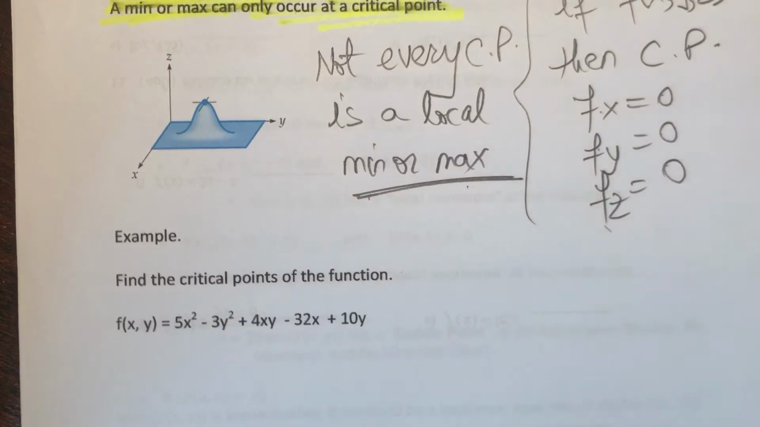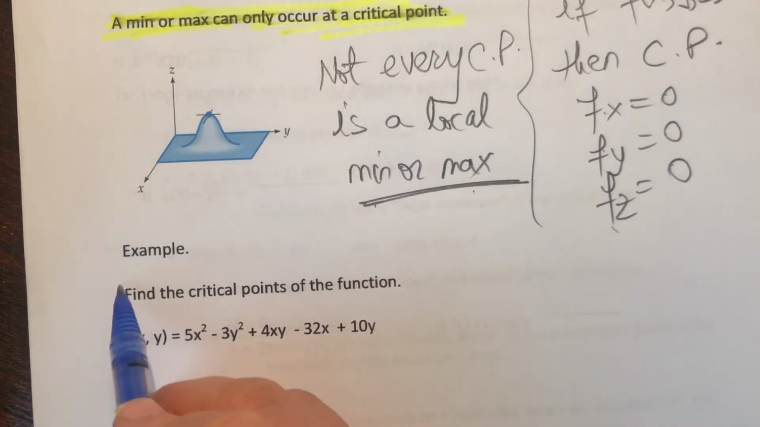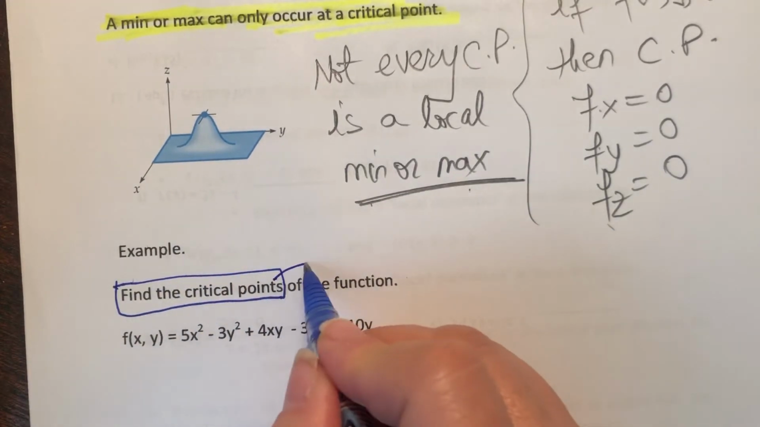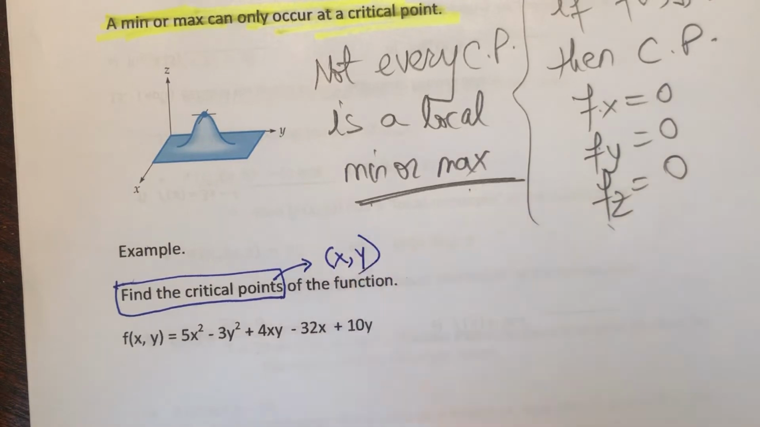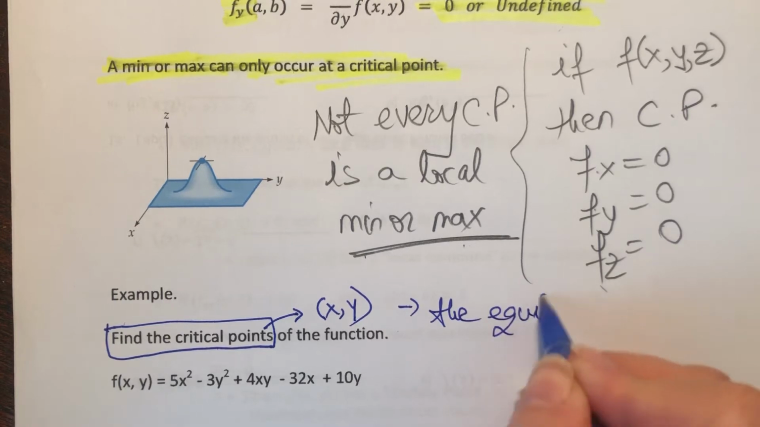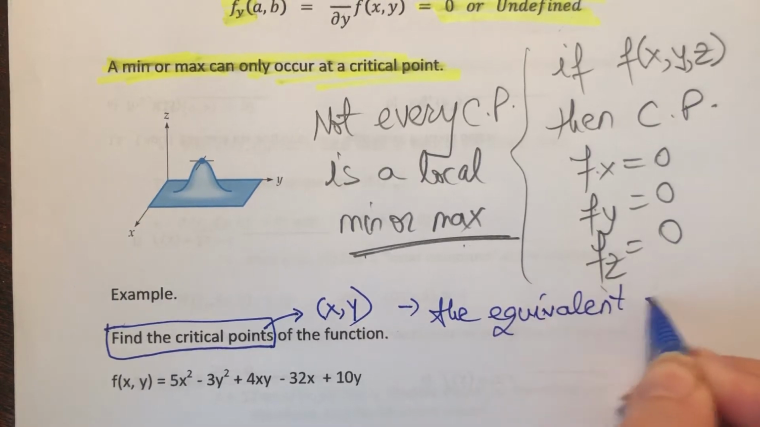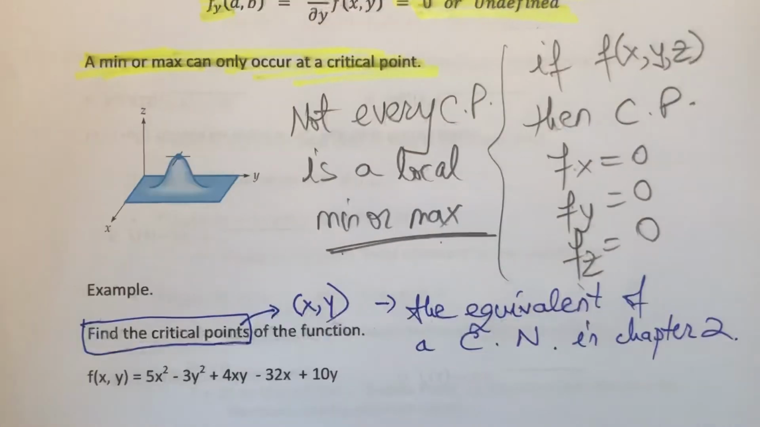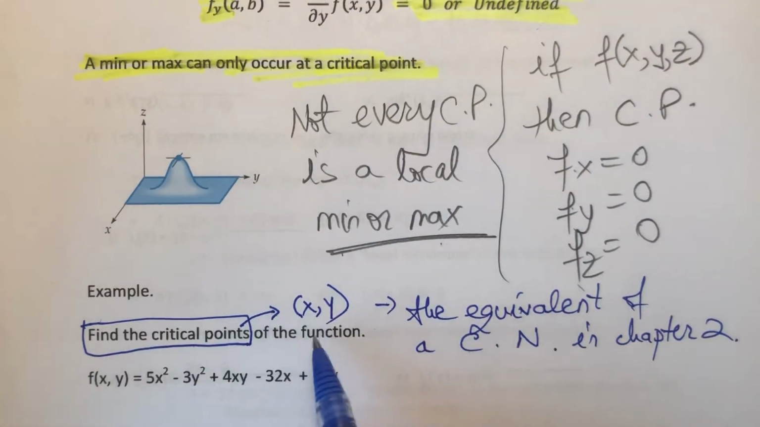First things first, let's just practice, same as we did in chapter 2, on finding critical points for the function. Remember, this time a critical point is just an (x, y). It's like the equivalent of a critical number in chapter 2. Does that make sense? Okay, so now your inputs are points, not numbers anymore, right? Because you need an x and a y value. So this should be easy. How do we find a critical point?